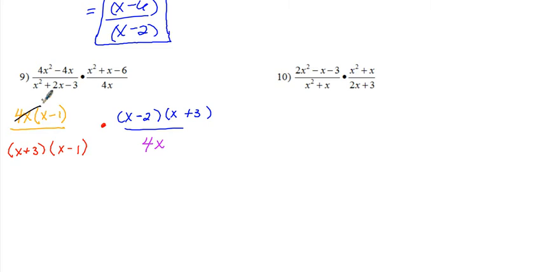I see a 4x and a 4x. I see an x plus 3 and an x plus 3. I see an x minus 1 and an x minus 1. Hopefully you saw that even though this was in this fraction and this was on the other, it's on top, it's on bottom, they cancel. Top, bottom, cancel. Top, bottom, cancel.